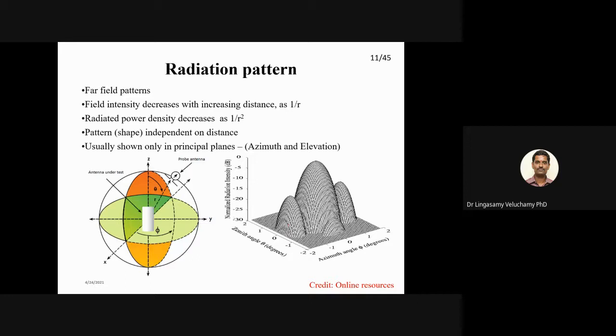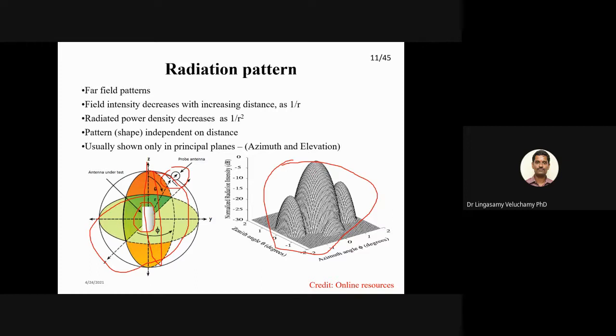So how do we measure? For example, consider a sphere. You are placing your antenna at the origin of this sphere. Now you are going to measure using some probe antenna or anything. You are going to measure at each point of this sphere. One rotation, then you will move in this rotation, and then record it. Then you plot. When you plot it, you will get this kind of three-dimensional pattern.